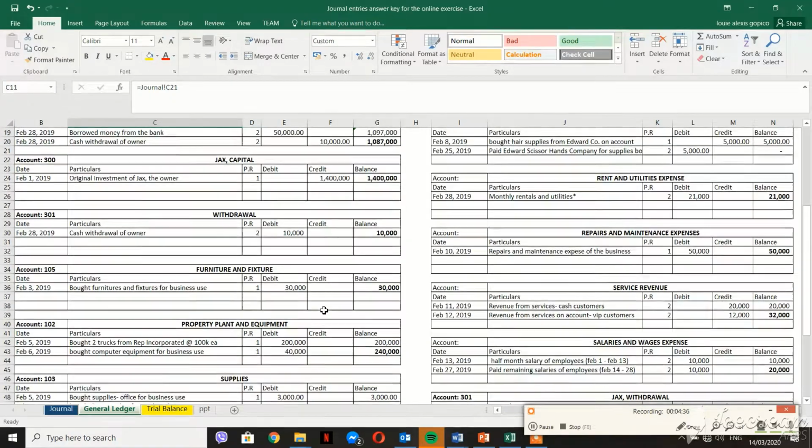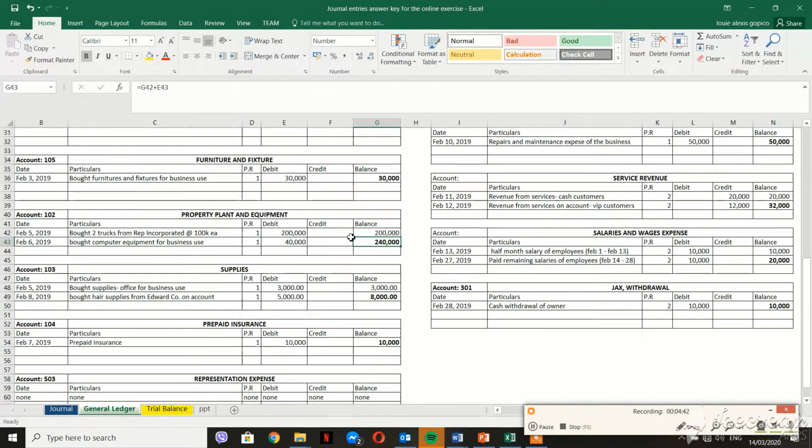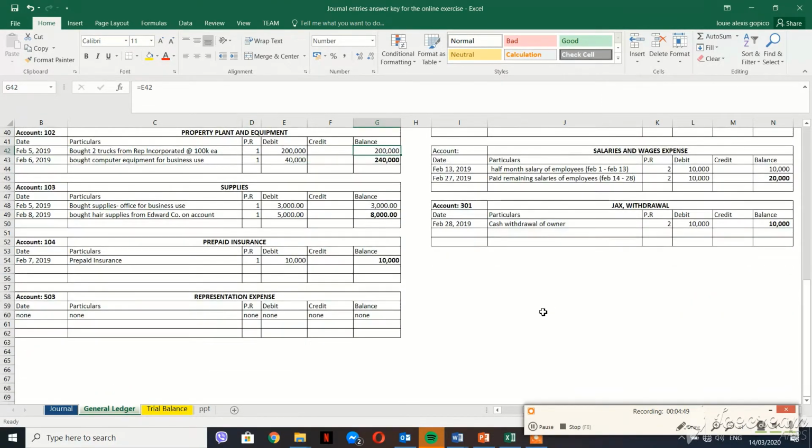Okay. Partner credit, partner debit or credit. So you do that. Okay. So you just forward the balance to the ledger, find the account, write the page number, forward the balance. You do that for all. For representation expense, there is no transaction because the last transaction in the question is just to confuse you. Remember the separate business entity concept.